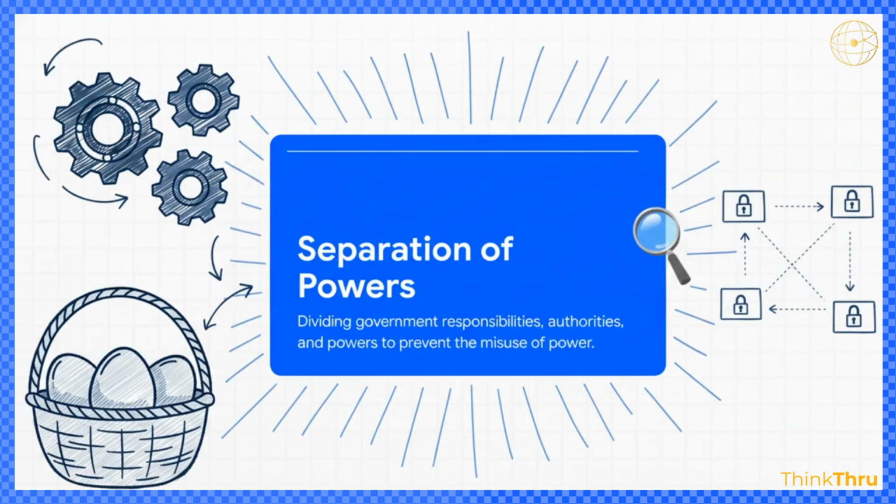The core idea is actually simple. Concentrated power is dangerous, so you don't put all your eggs in one basket. Instead, you design a system where power is deliberately split up, forcing different parts of the government to work together and, most importantly, to keep each other in check.